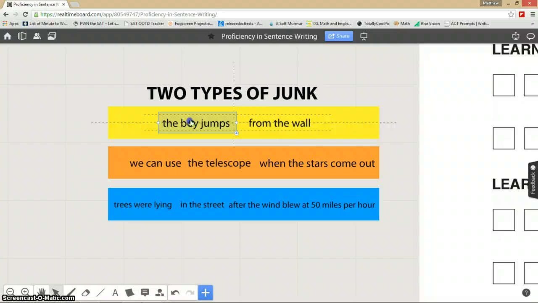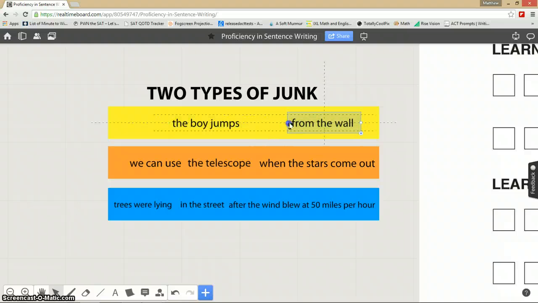So this is a sentence. The boy jumps from the wall. From the wall is the junk. You've got the subject, the verb is jumps, and then from the wall is junk. The word junk is all my creation, but for this activity, you need to understand the difference between different types of junk. That's not necessarily important for my class, but it's important for this worksheet. It's important for grade school, and they taught it to you in grade school, and so here it is again.